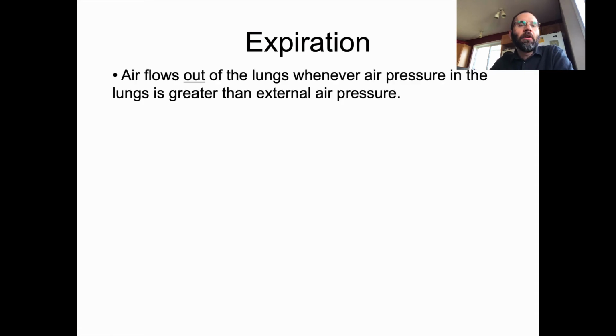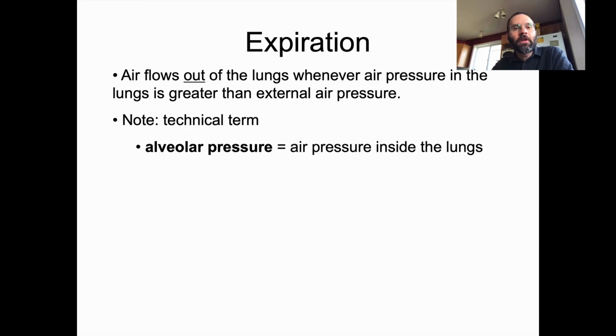Flip side. So expiration, or breathing out, air flows out of the lungs whenever air pressure in the lungs is going to be greater than external air pressure. And again, we're going to get that by contracting the volume of the lungs. How do we do that?